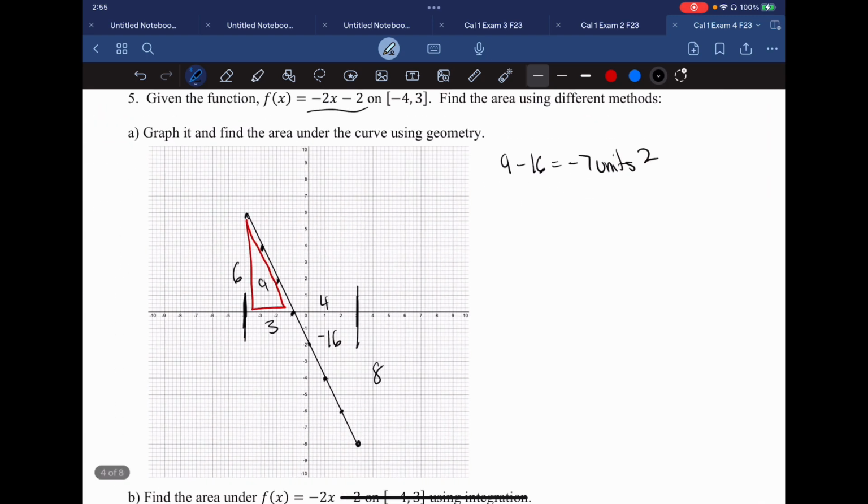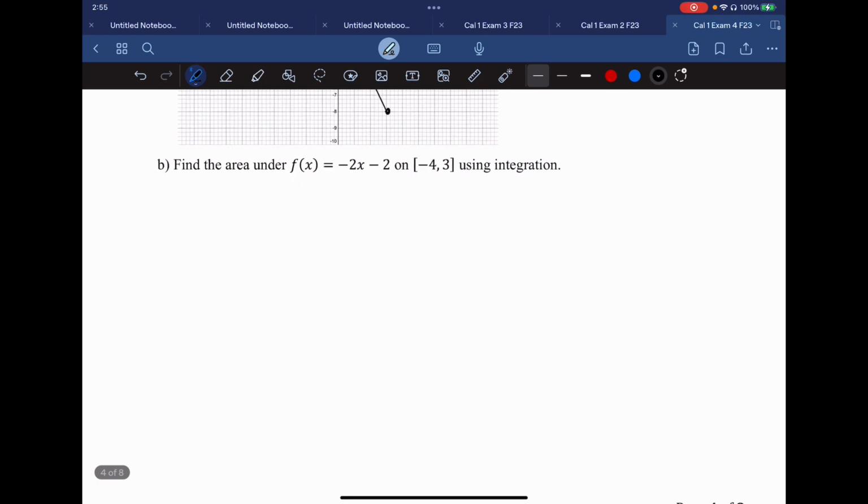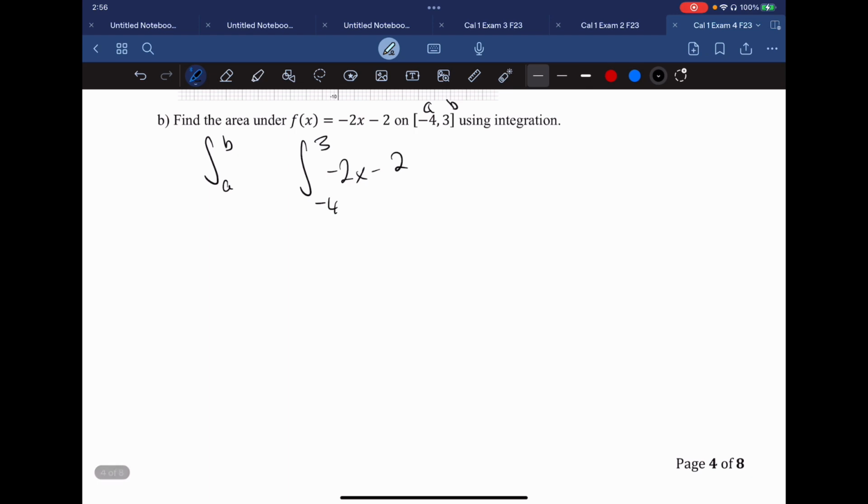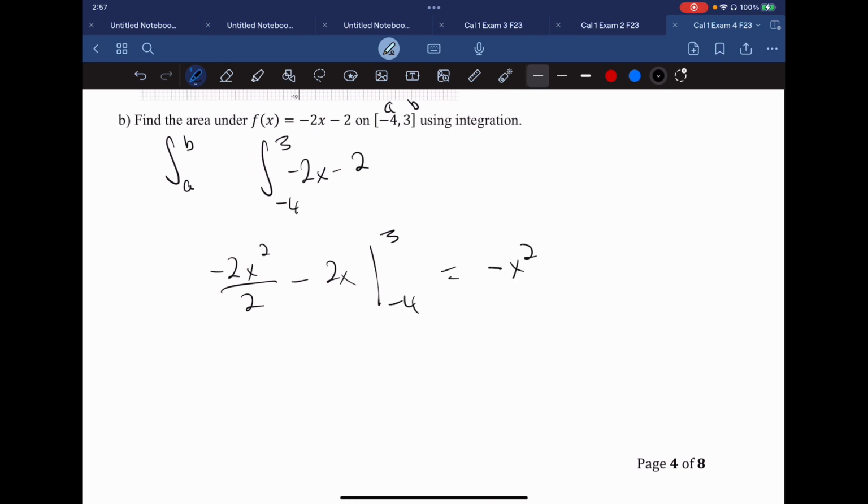All right, so for 5b, we're going to be using integration, right? So first, let's write the integral. So it goes from a to b, so let's do negative 4 to 3, and then let's put our function in there, right? And then next step is just to integrate. So that's going to be negative 2x squared over 2 minus 2x. Awesome. Now let's simplify. Oh, don't forget this. Now let's simplify this. Just negative x squared minus 2x from negative 4 to 3.